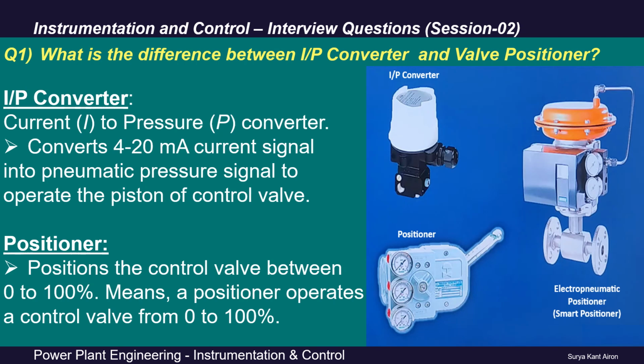Whereas a positioner, as the name indicates, is positioning the control valve between 0 to 100%. Means a positioner operates the control valve from 0 to 100%. These days, a combined electro-pneumatic positioner, basically a smart positioner, is getting used in industries, in which both the I to P converter and positioner are integrated into a single unit.